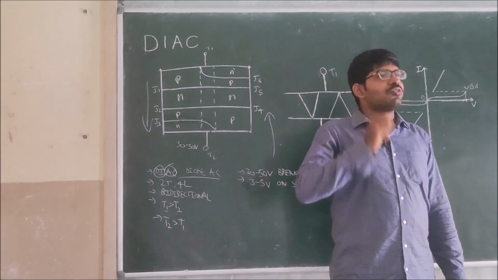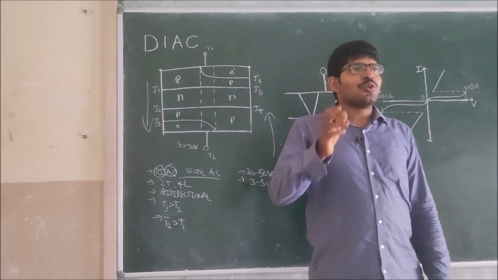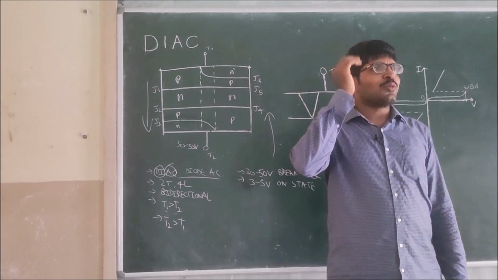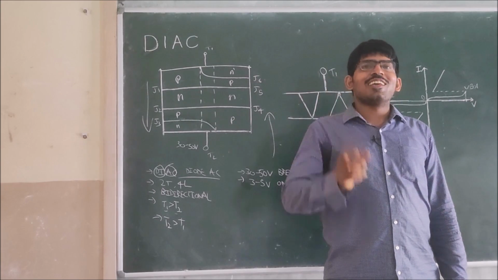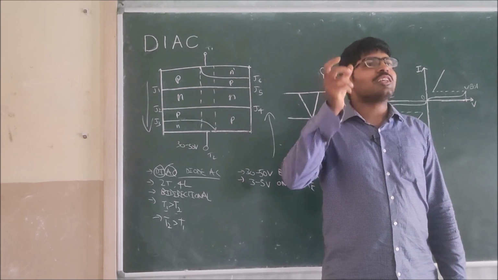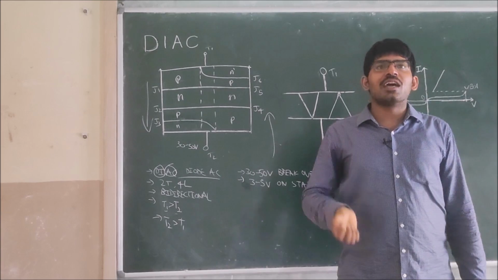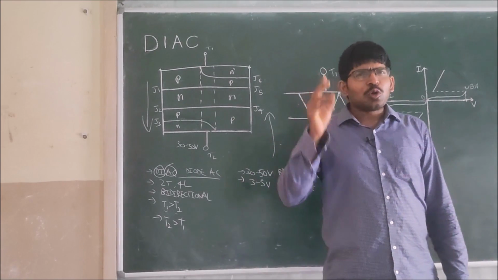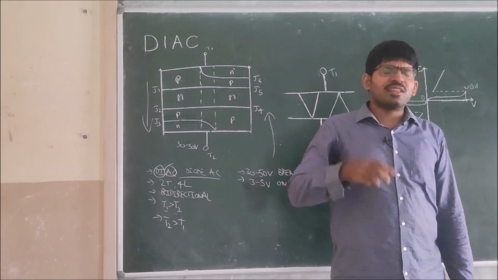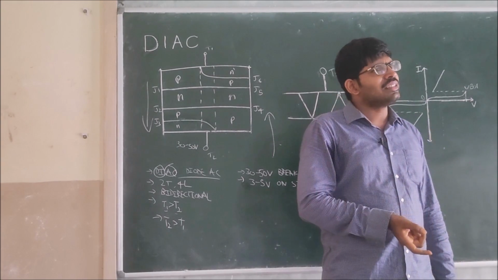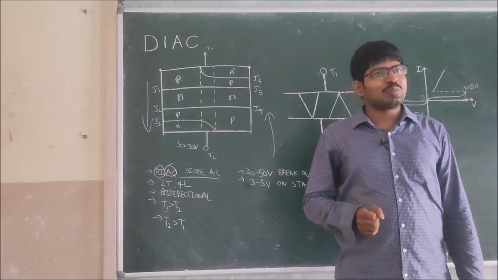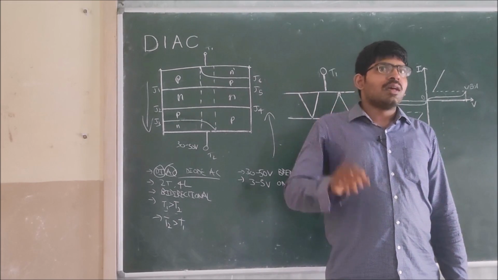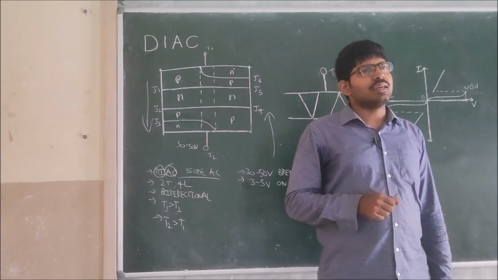Similarly, in the speed control of fans, slowly you can vary the speed of the fan by using the diac. Heat control applications. Wherever you want to control any parameter, whether that is heat or light or sound control, slowly we can use the diac.